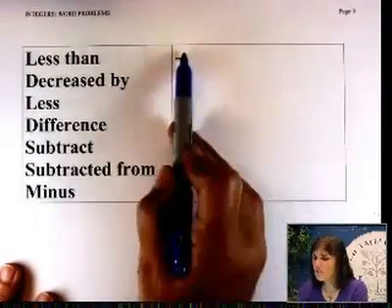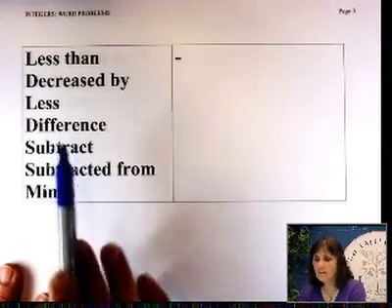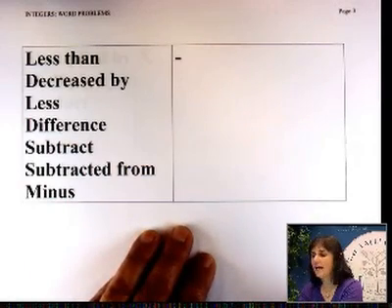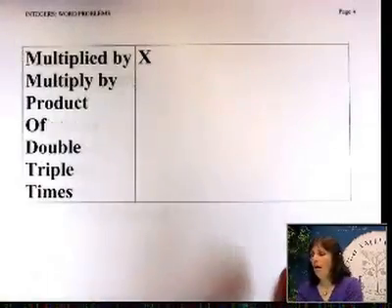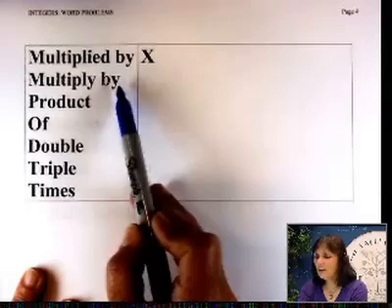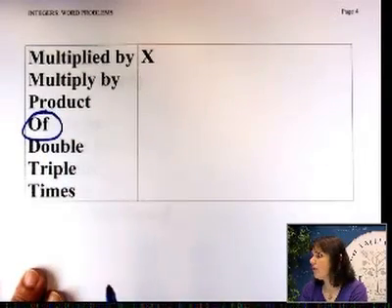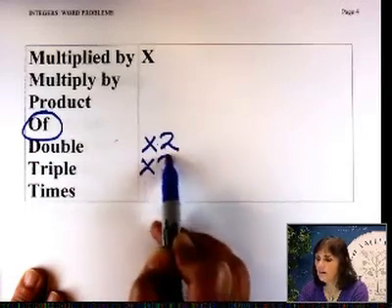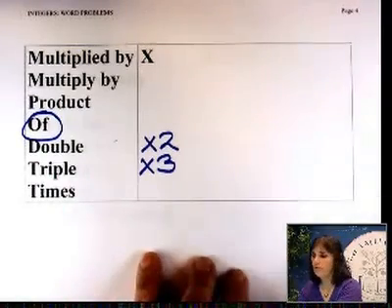For subtraction, you have less than, decreased by, less, difference, subtract, subtracted from, minus, any of those guys. For multiplication, you have multiplied by, product of, this one is an important one, double, triple, times. Double means times 2, triple means times 3, and quadruple times 4, and so forth. And the word times itself.